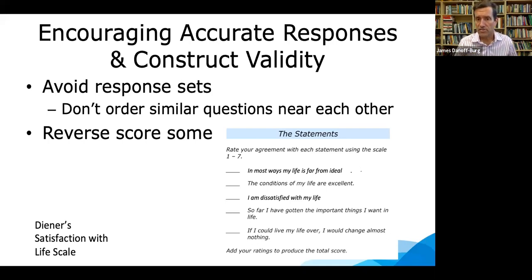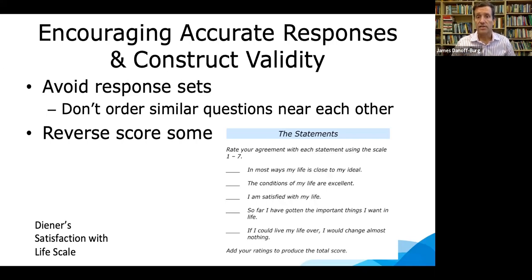If I'm very satisfied with my life, for the second question, the conditions of my life are excellent, I would put a 7. And then again, with the third question, I am dissatisfied with my life. No, I'm very satisfied with my life. So I would put a 1 there. So I would score it 1, 7, 1. And then the last two are, I've gotten all the important things I want in life. And if I could live my life over, I would change almost nothing. So I'd score those 2 as 7 as well.